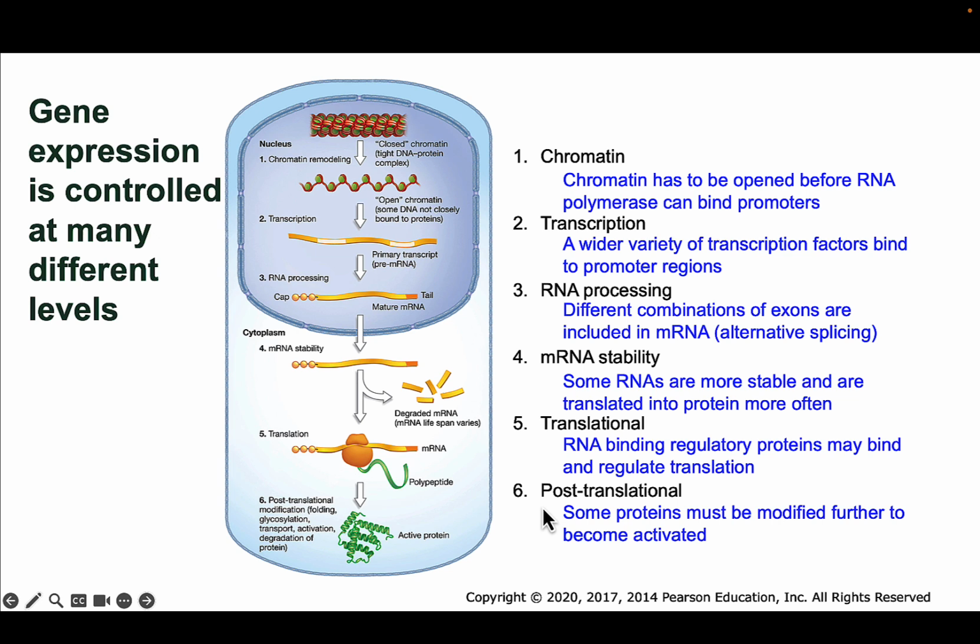And then finally, and this is something we've talked about quite a bit, is post-translational control of proteins. Some proteins need to be modified further before they can become activated. An example of this might be that a protein needs to be glycosylated in the Golgi before it can be fully activated. Another really common example of post-translational modification is the phosphorylation of proteins, which can activate the protein, or it can even inhibit a protein. We've talked about this example when we talked about CDKs that are both activated by phosphorylation and inhibited by phosphorylation.